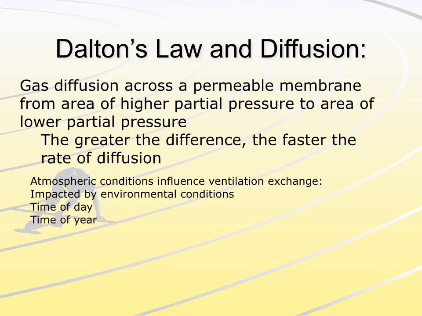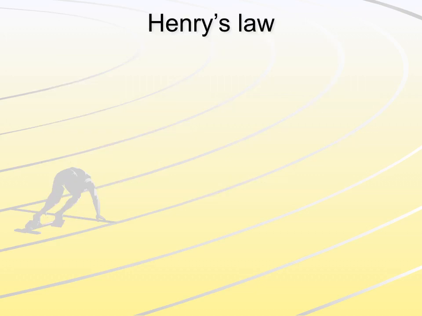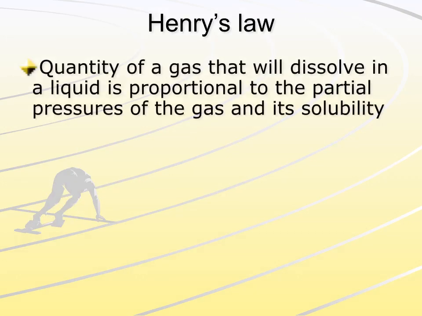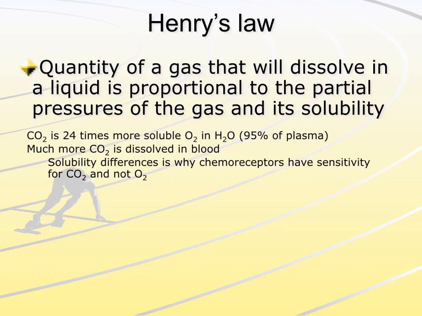Henry's law tells us that the quantity of a gas that is dissolved in a liquid is proportional to the partial pressures of the gases and its solubility. Carbon dioxide is 24 times more soluble than oxygen in water. And what we have to remember is that plasma is 95% water, which means that we have much more carbon dioxide dissolved in the blood. The solubility differences that we see are the reason why we have chemoreceptors that are sensitive to carbon dioxide and not oxygen.